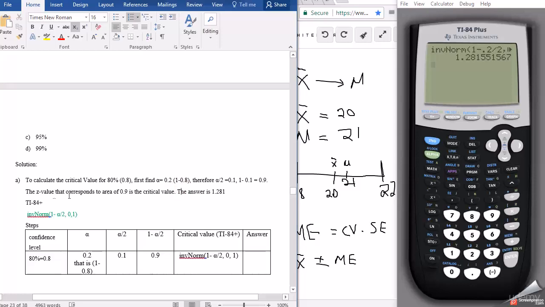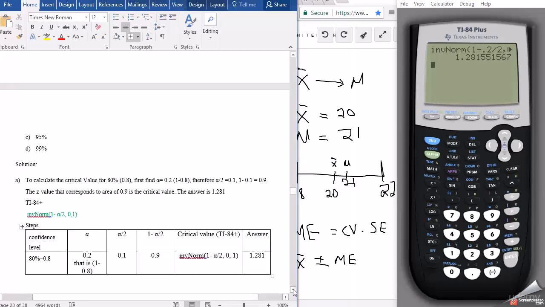Okay, so this is what we just did. This is another way, put in a table to show you how that was done. We have alpha 0.2, alpha over 2 is 0.1, 1 minus alpha over 2 is 0.9. So in the calculator, this is what we just did. Went to second vars and typed in 1 minus alpha over 2, or you can just type in 0.9. Mean is 0 and the standard deviation is 1. And the answer we got was 1.281. That is our critical value.